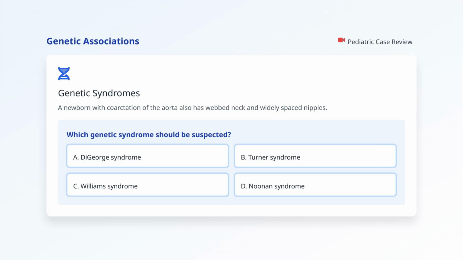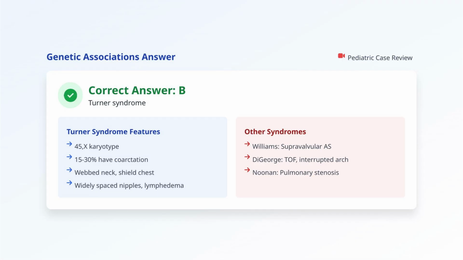A newborn with coarctation of the aorta also has webbed neck and widely spaced nipples. Which genetic syndrome should be suspected? A. DiGeorge syndrome. B. Turner syndrome. C. Williams syndrome. D. Noonan syndrome. The correct answer is B.